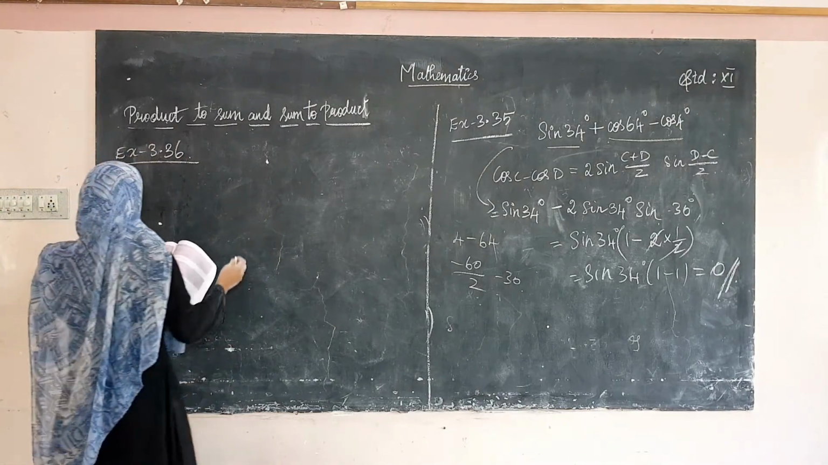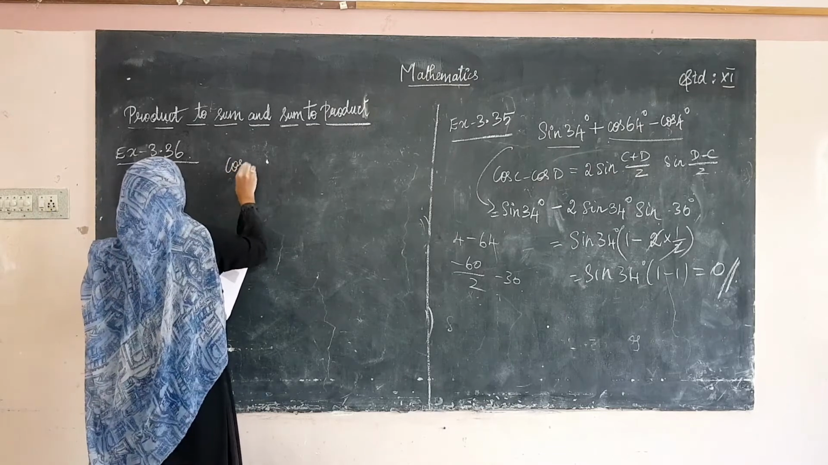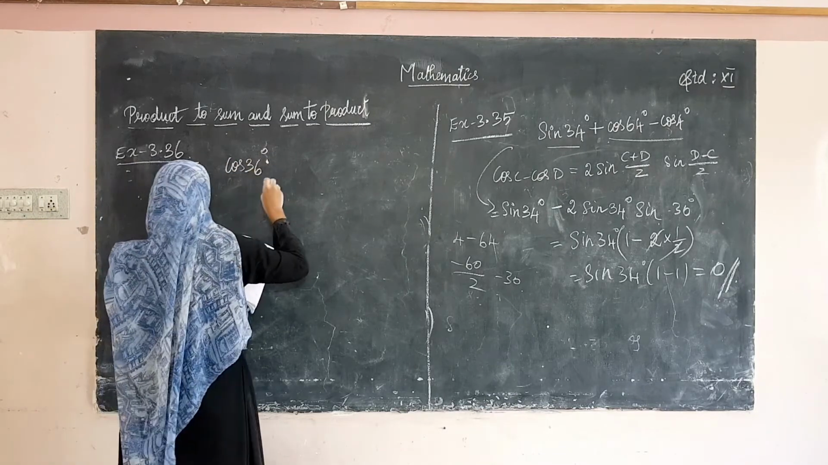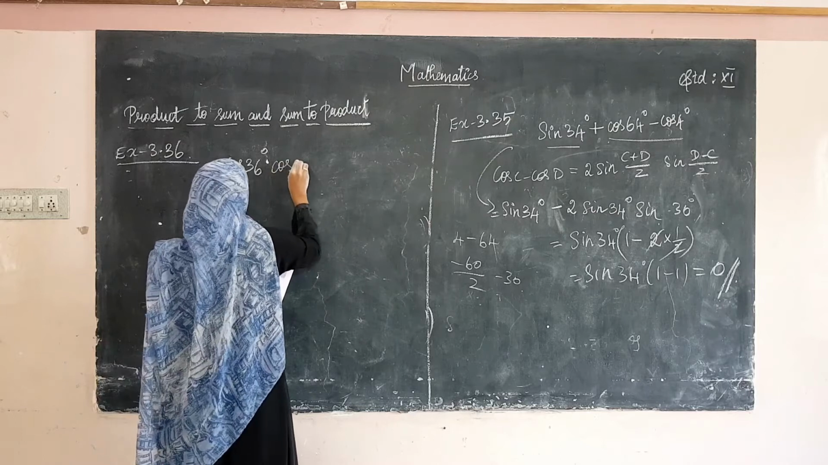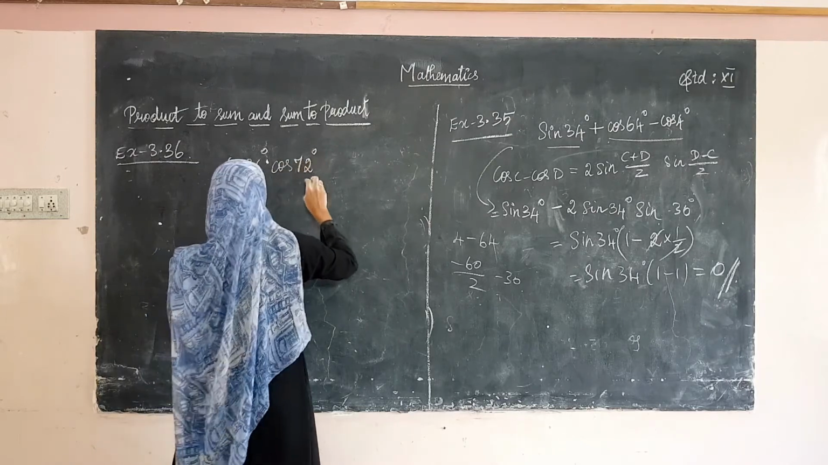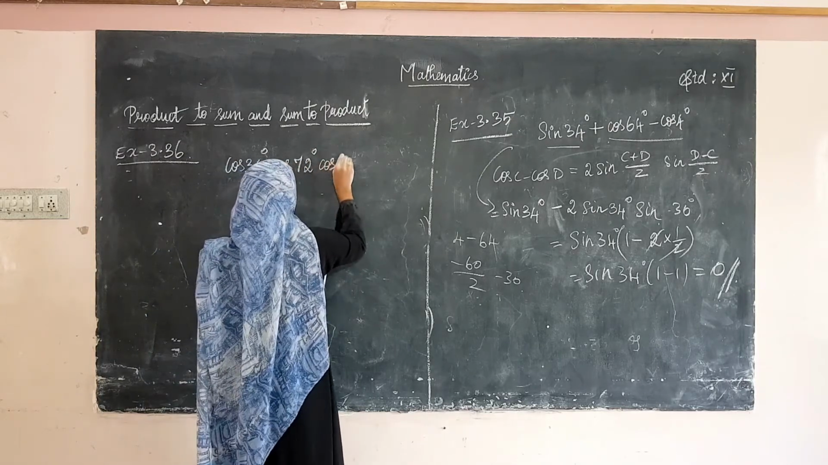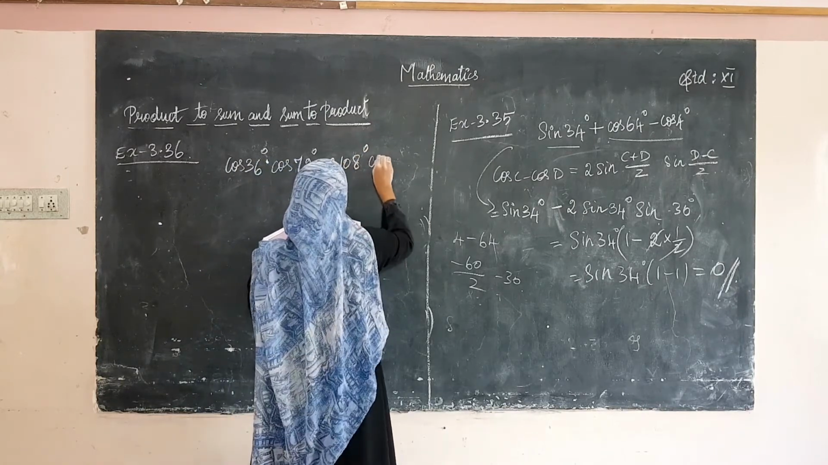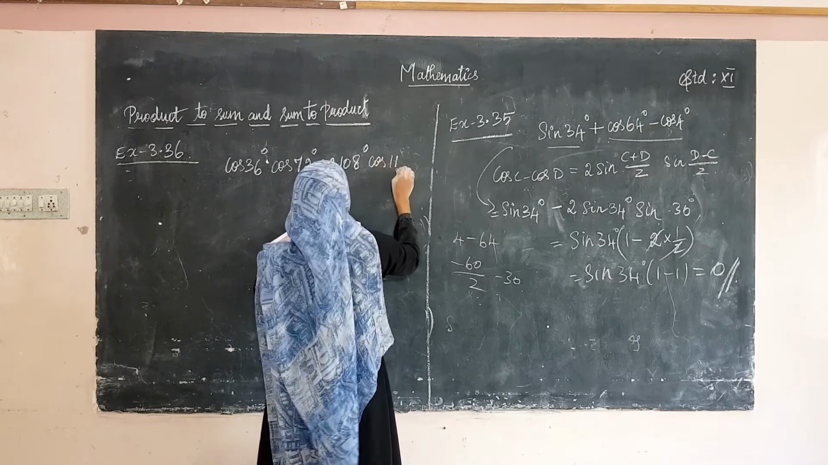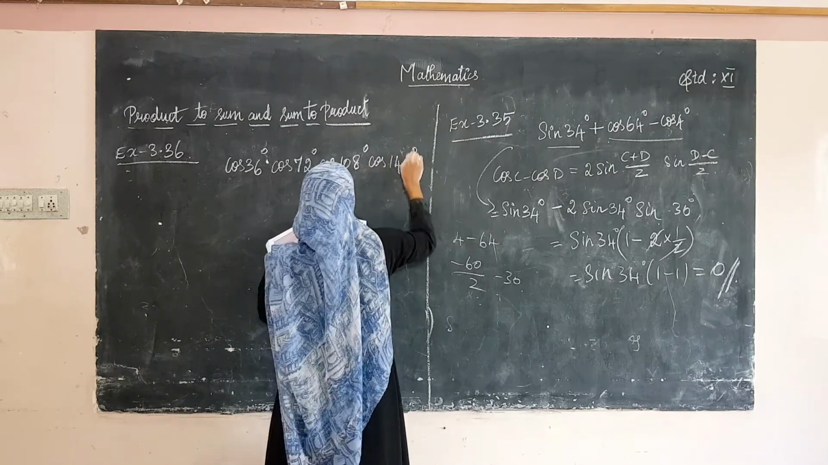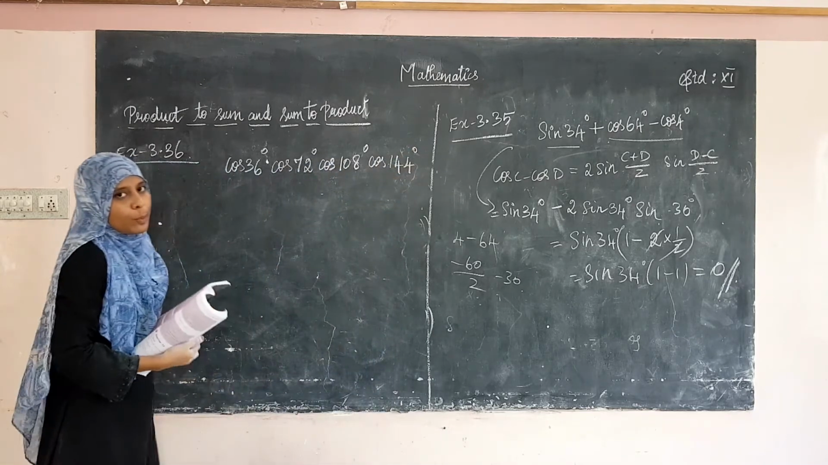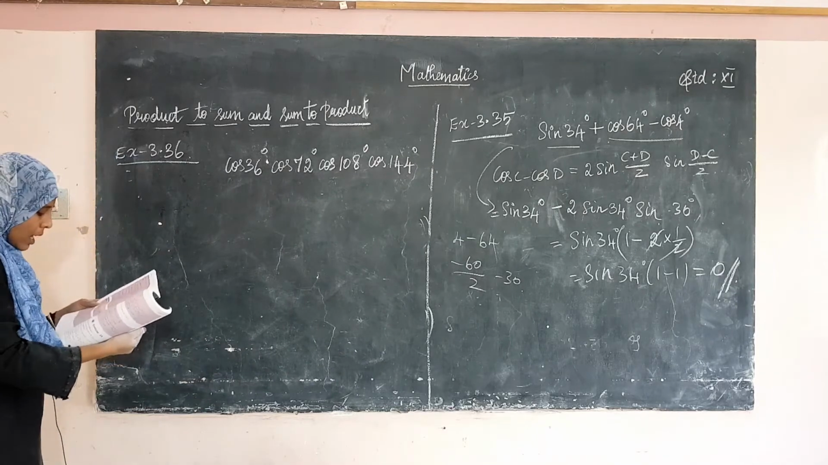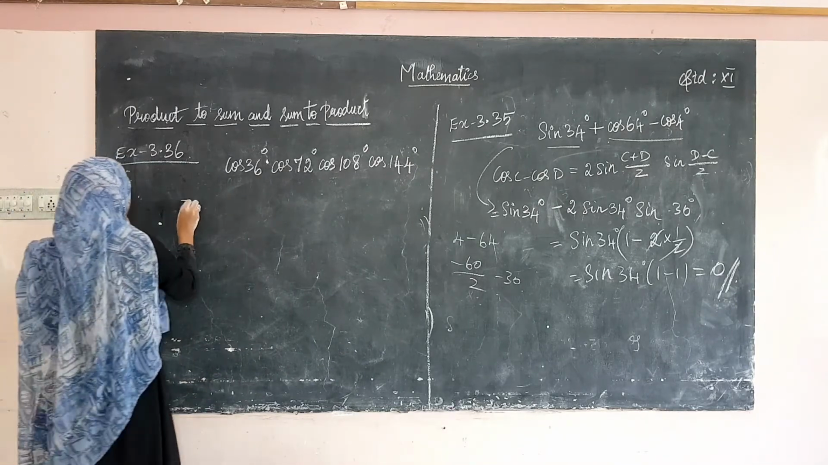Okay, what's the question? Show that cos 36 degree, cos 72 degree, cos 108 degree and cos 144 degree is equal to 1 by 16. We have to prove that the answer is equal to 1/16. Okay, so now let us take this.